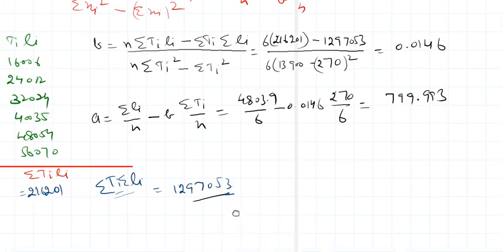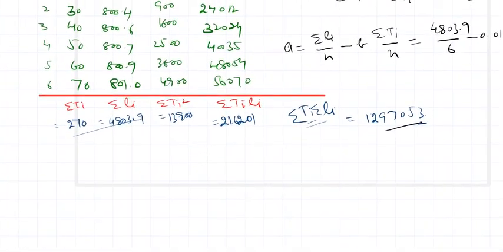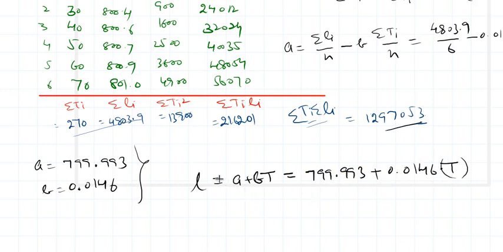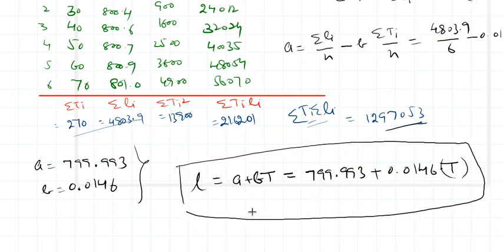Thus, once I know their values, let me write them down. The A which I am getting is 799.993, and the value of B is 0.0146. These are the two values which we are getting. So the equation of the line will be L is equal to A plus BT. That means L is equal to 799.993 plus 0.0146 into T. This is the equation which we are getting. This is the equation of best fit.